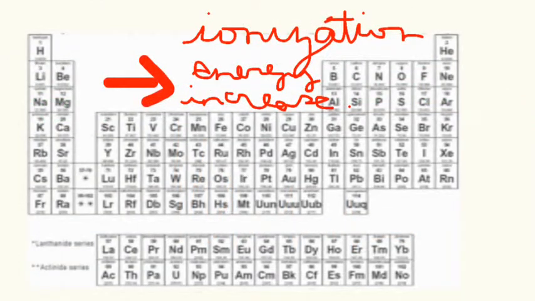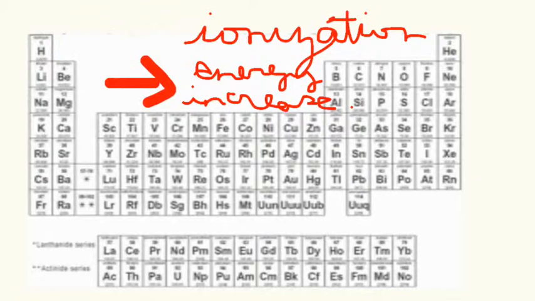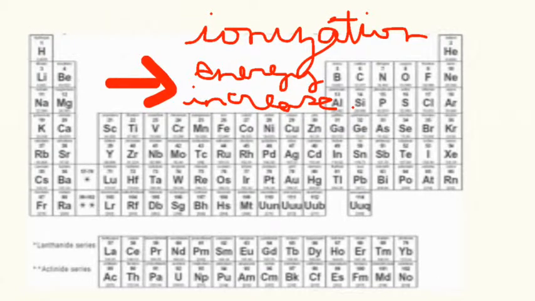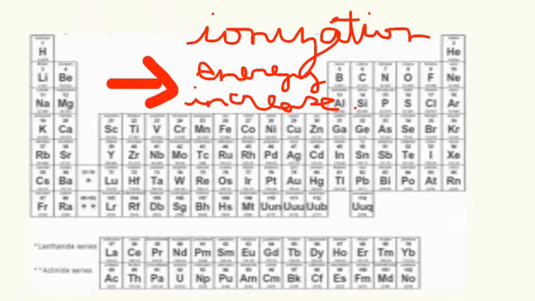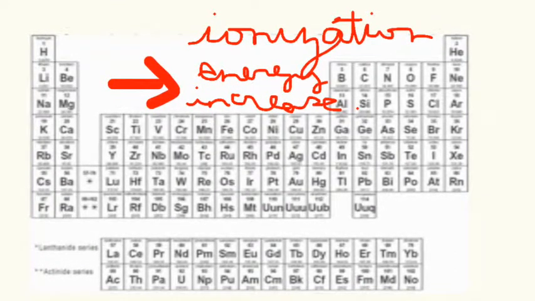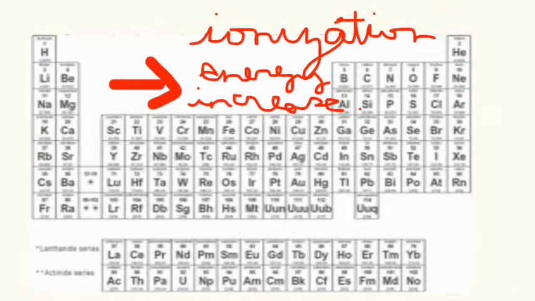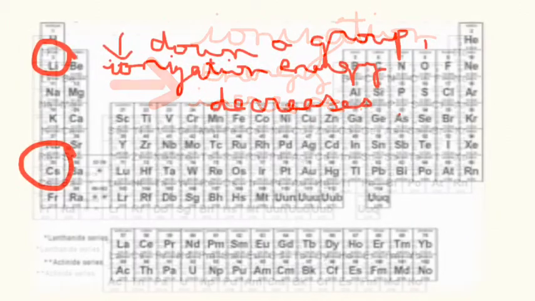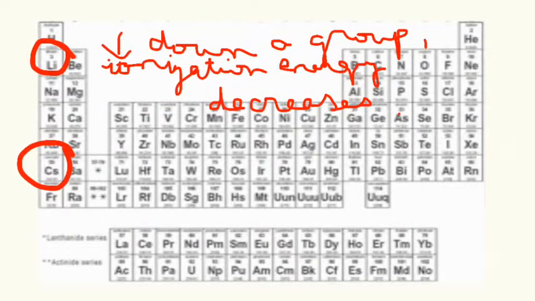Moving from left to right across a period, ionization energy increases. Moving from left to right, protons are being added to the nucleus, which increases its positive charge. For this reason, the negatively charged valence electrons are more strongly attracted to the nucleus, which increases the energy required to remove them.